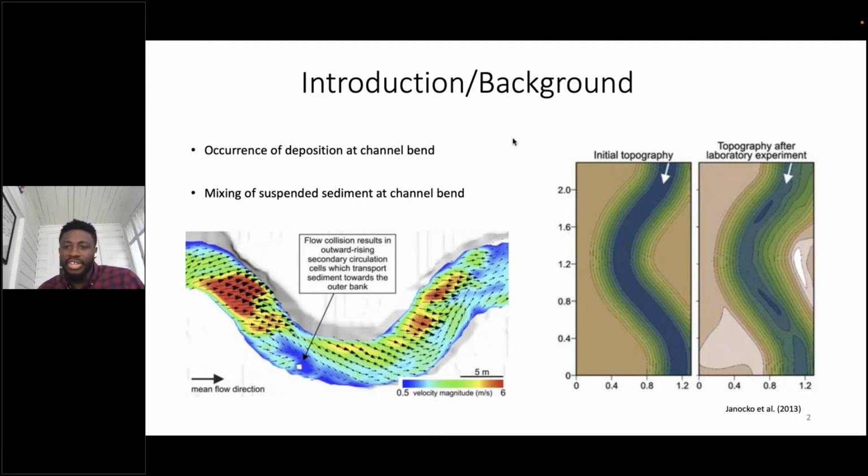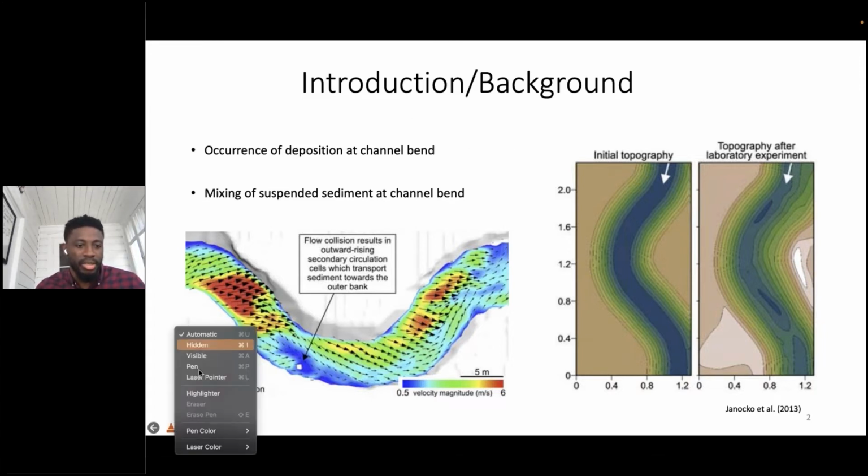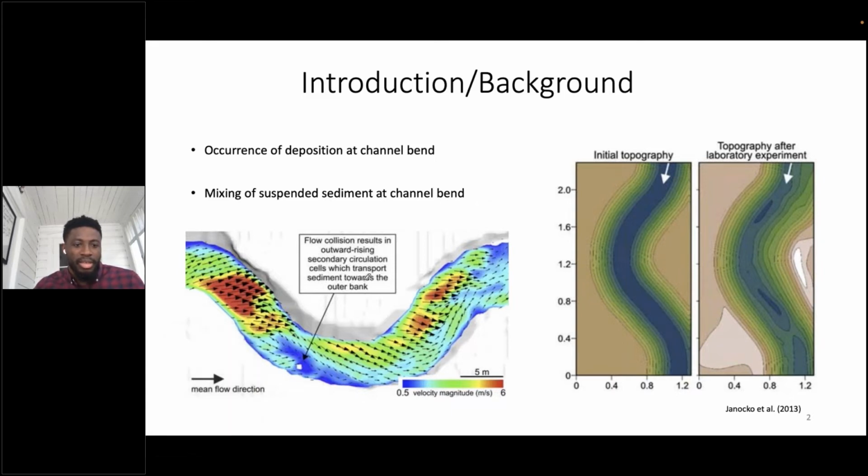Currently, what we know about the interaction of turbidity currents with sinuous submarine channels is that there's occurrence of... sorry, I'm just going to take my pointer here. No, not that. That's not what I want.